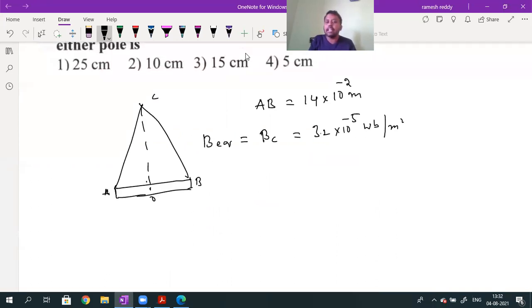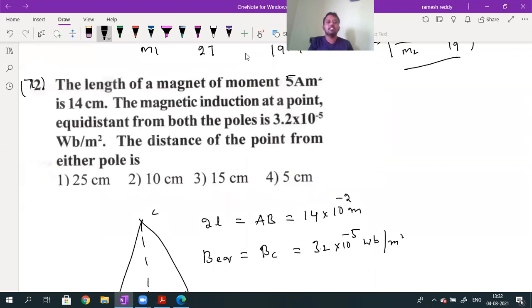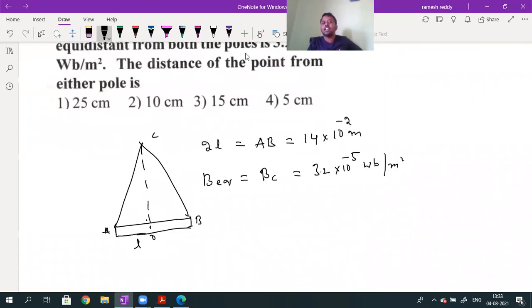Actually, this is the magnetic length, 2L. 2L is equal to AB, so each half will be equal to L. Are you getting it? The length of the magnet of magnetic moment 5 ampere meter square is 14 centimeters, and the magnetic field induction at a point equidistant from both the poles is 3.2 into 10 to the power of minus 5. They are asking us to calculate the distance of the point from either pole.